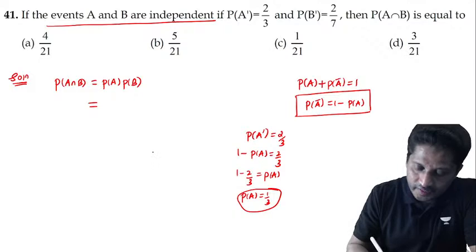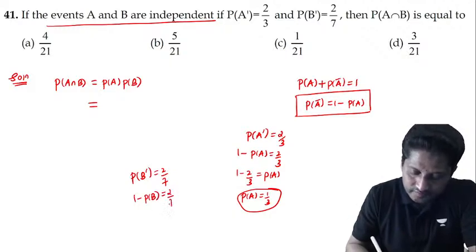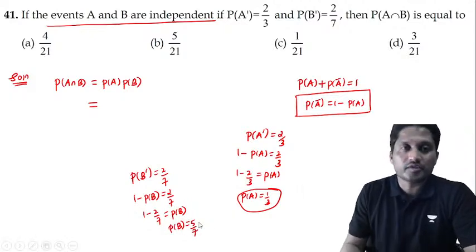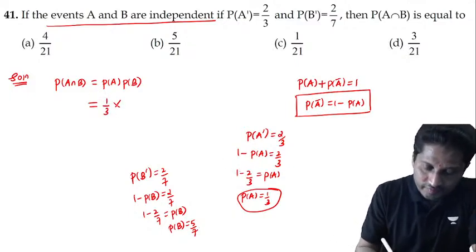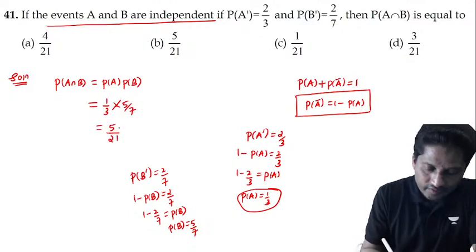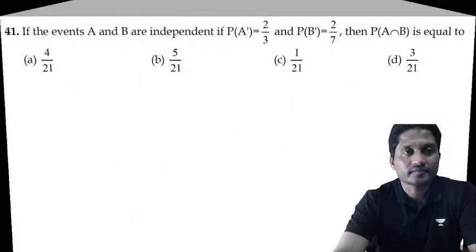Similarly, P of B dash is equal to 2 by 7. P of B dash is 1 minus P of B, which is 2 upon 7. 1 minus 2 by 7 is equal to P of B. Therefore, P of B is equal to 5 by 7. So these values I'll substitute here. P of A is 1 by 3, P of B is equal to 5 by 7. The answer will be equal to 5 upon 21. Answer is option B. Let's move to the next question.